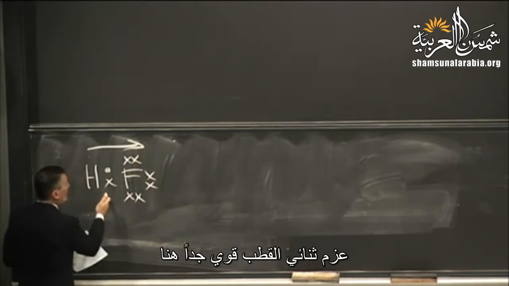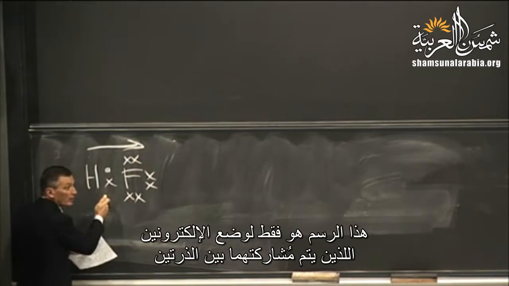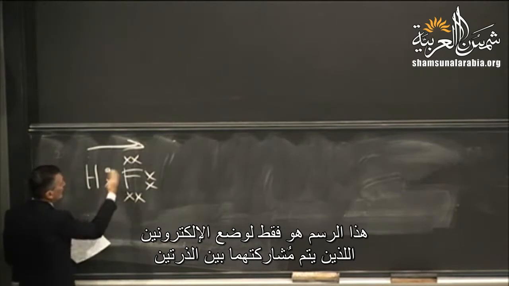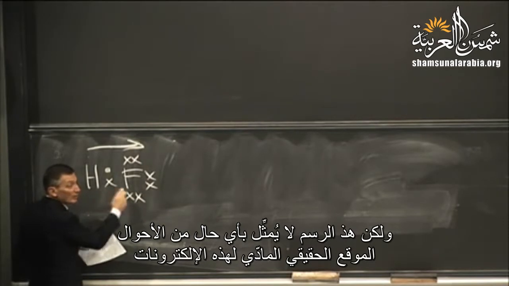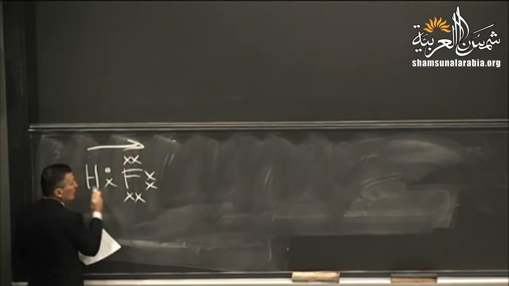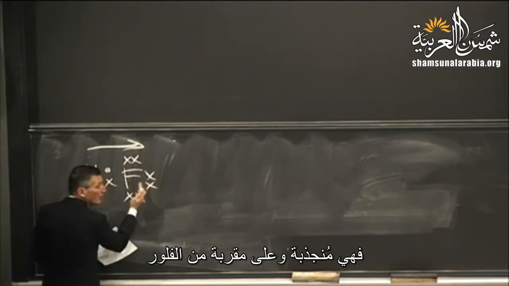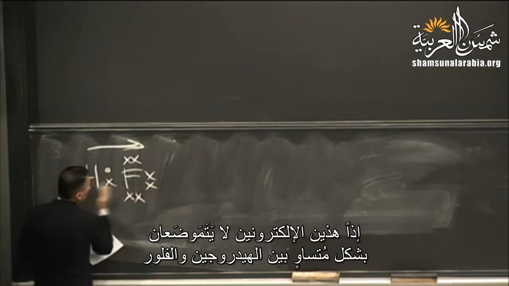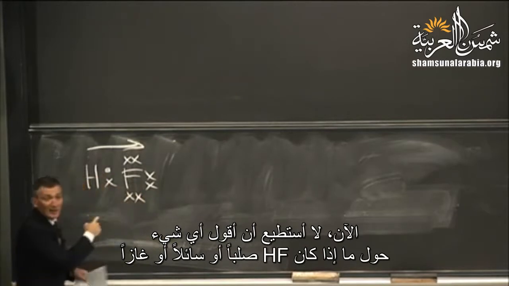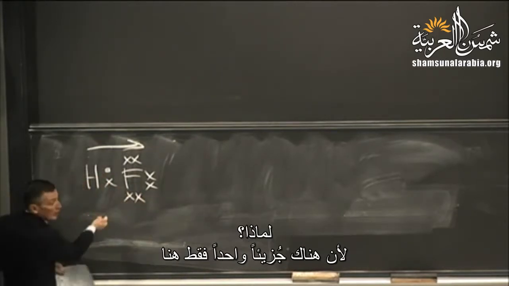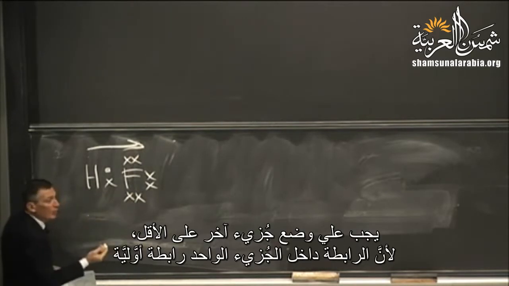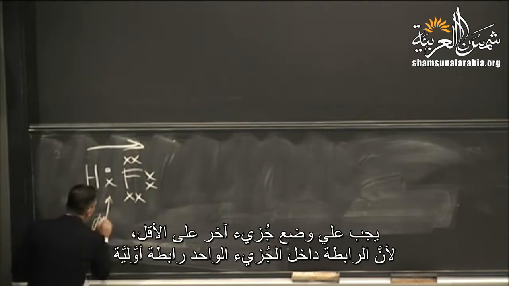Now, the dipole moment is very strong here, and this is an accounting procedure to put the 2 electrons, but it in no way represents the physical position of these electrons. They're brought in very close to the fluorine, so it's not symmetrically disposed between the H and the F. So I can't tell anything about whether HF is a solid, liquid, or gas. Why? Because there's only one sitting here. I got to put at least one more because this is a primary bond.